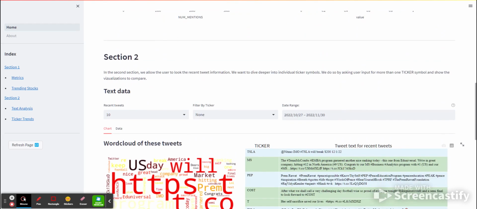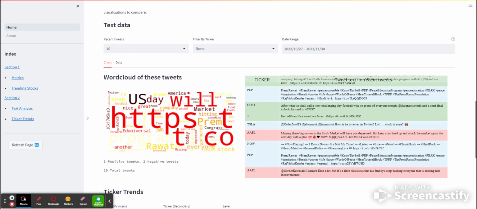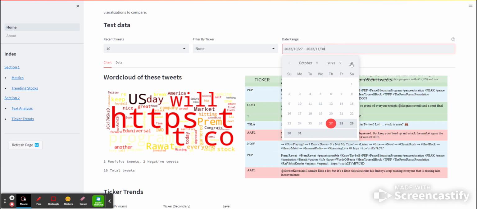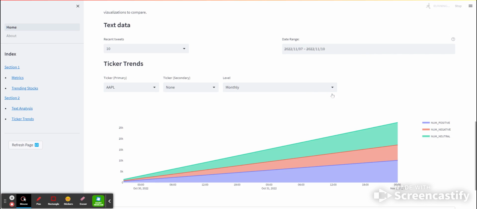Moving to the next part of this dashboard, we have the text analysis of the recent tweets. We are getting the top 10 tweets in this range. So we have data from 27th of October up to 30th of November. We did not collect any data after 30th of November. The date range allows the user to select and get tweets in a particular time range.